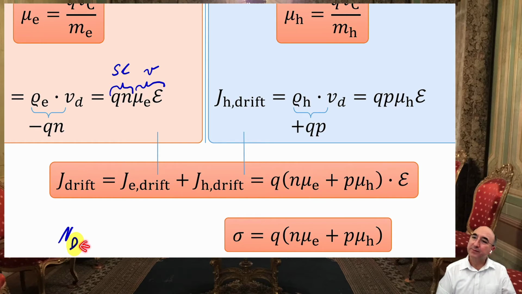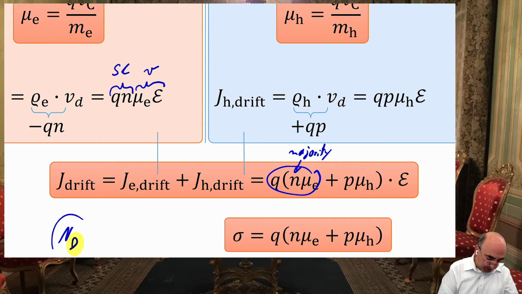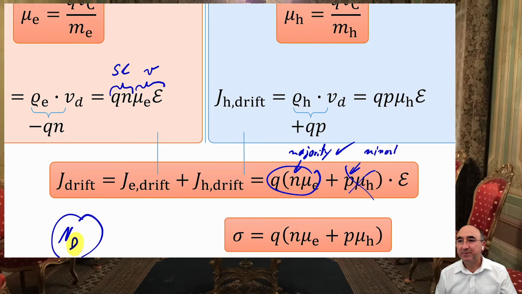Oh, that's a donator. Uh-huh. Yes. So if you donate, you have a lot of electrons. Therefore, these are majorities. So this one, for this case, is dominating, and the minorities, it is negligible. Exactly. This is the logic behind.